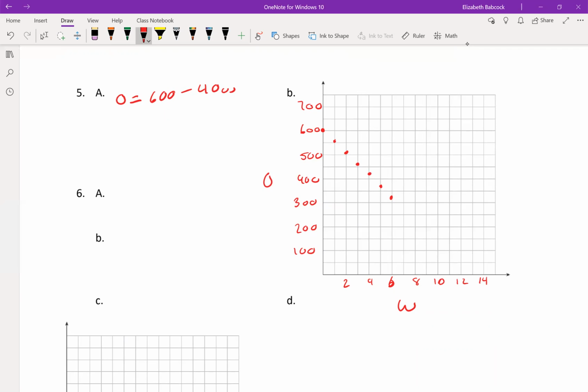So, at the end of week number 6, so minus 40 times 6, we should be at 360. Whew, I am way off. That's not good. We're making a table. But we're not going to do every single week because that's just going to be way too many points. So we know at 6, we should be at 360.